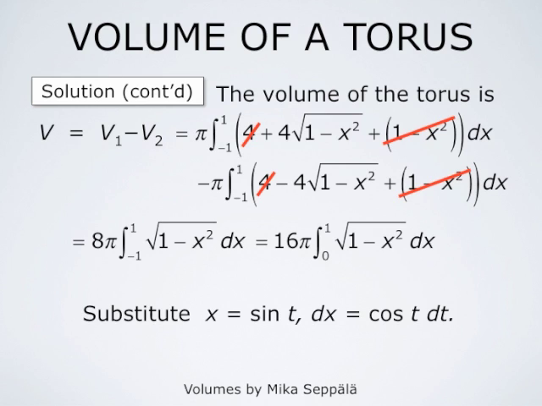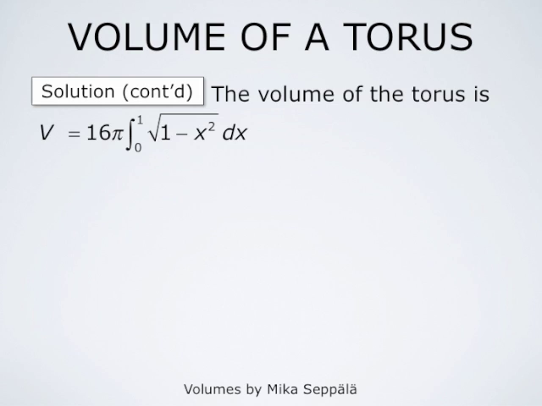When we do that, then dx equals cosine of t dt. And we also have to compute the new limits for the integral. When x equals 0, we solve t out of the equation 0 equals sine of t. We get t equals 0. When x equals 1, we solve t out of the equation 1 equals sine of t. We get t equals pi over 2.